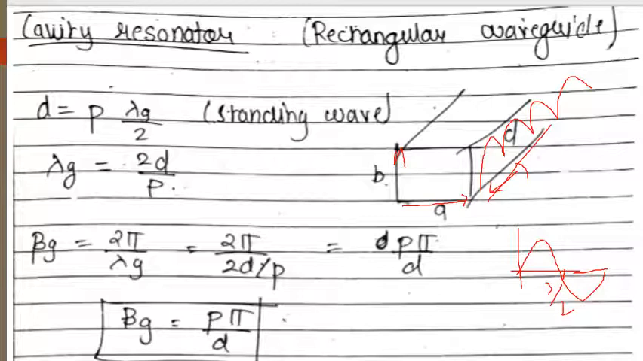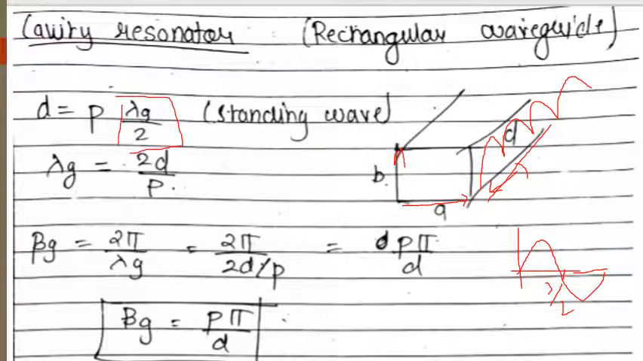To find the resonant frequency, which we are going to designate as f naught, because cutoff frequency we have taken as fc. I hope you remember rectangular waveguide formula for fc: fc is equal to c by 2 square root of (m by a) the whole square plus (n by b) the whole square. To start with the resonance condition, we are going to take distance d, let it be integer multiples of lambda g by 2. I hope you know why we are taking lambda g by 2.